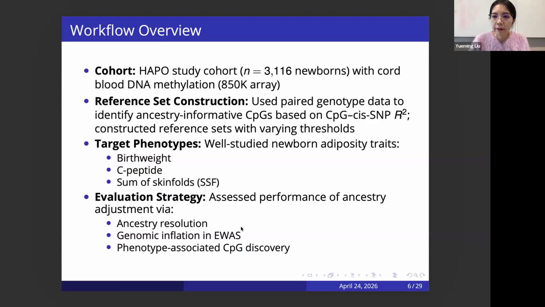We evaluate our EWAS performance by a couple of metrics. The first ones are ancestry resolution and genomic inflation in EWAS, and phenotype-associated CpG discovery. That is more focused on biological interpretability, namely GO enrichment and trait enrichment.